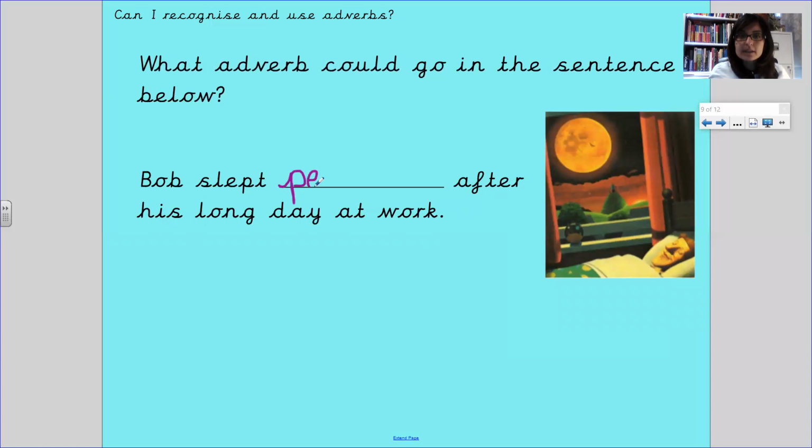Very quiet. Peacefully. Let's see if I can make sure. Oops, so look, my letters are a bit larger than they should be, but never mind. Peacefully. Bob slept peacefully after his long day at work. The adverb peacefully is telling me how Bob slept.